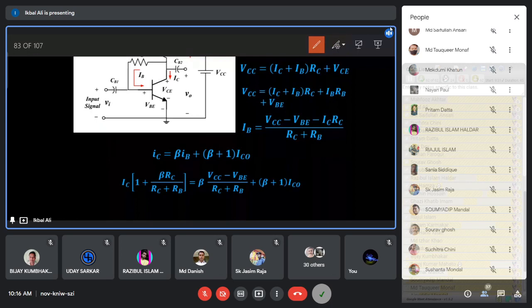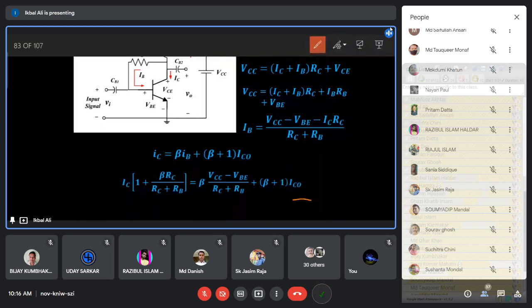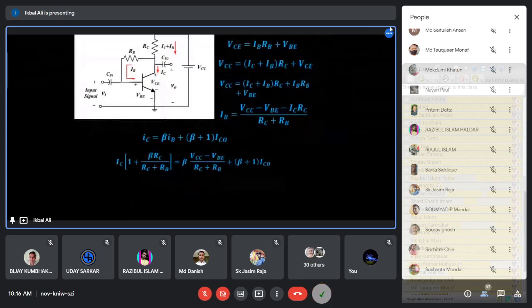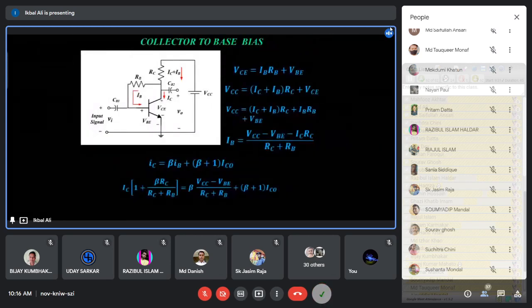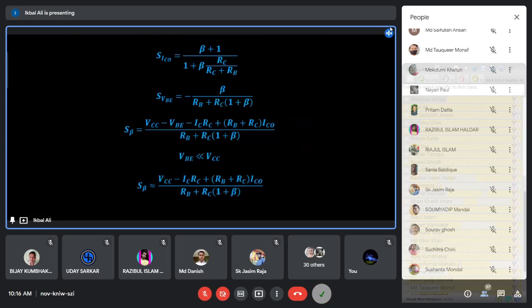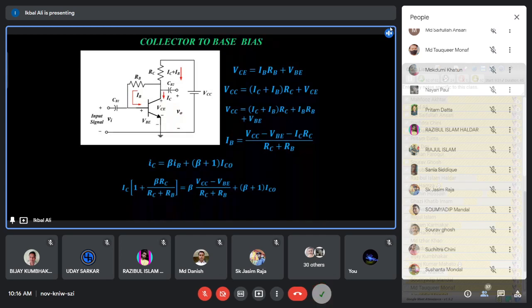Next, the equation is this one, where the collector current is a function of beta, VBE, and ICO. Next, we have to calculate the stability factors. Though this equation looks very complicated, it is very simple algebra.